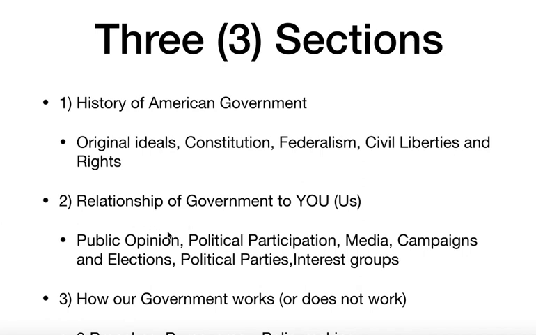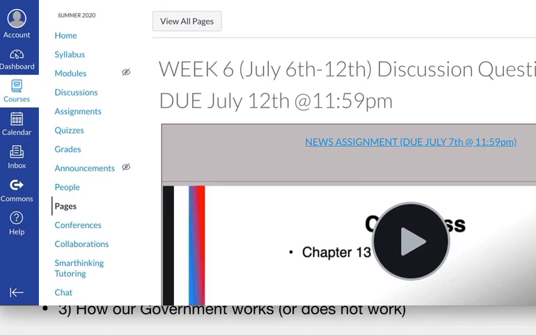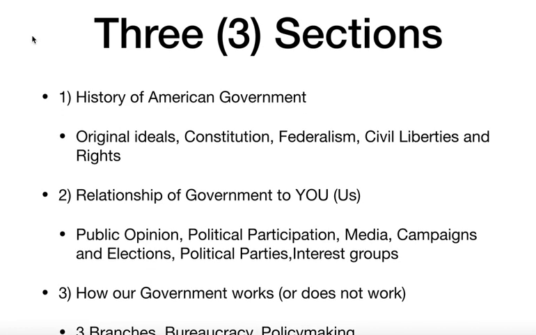Okay, so your course is broken up into, let me bring this up here, sorry, 3 sections. And the first section will talk about the history of the American government. We'll talk about the original ideals, the Constitution, federalism, civil liberties, and civil rights. This first section is really important. It gives you the baseline so you can understand as we move forward.